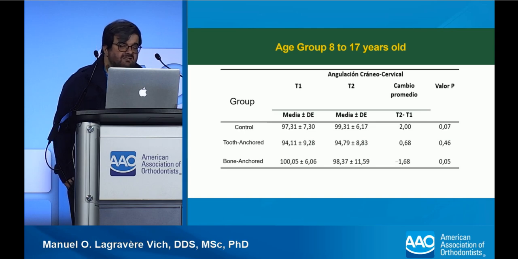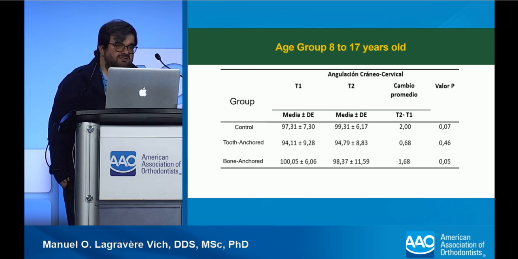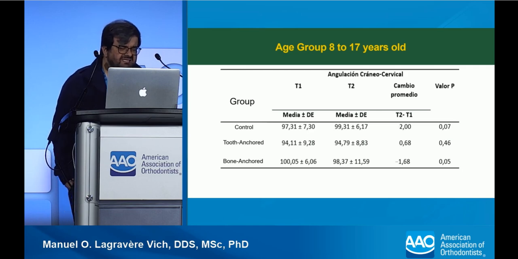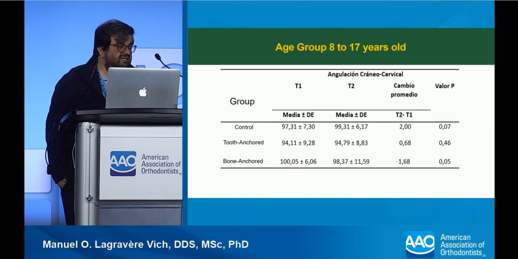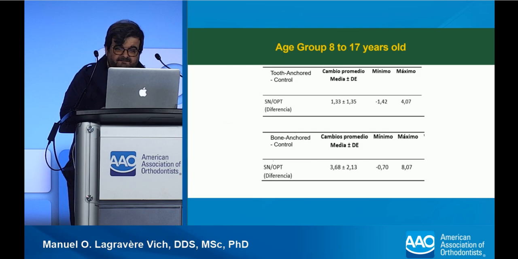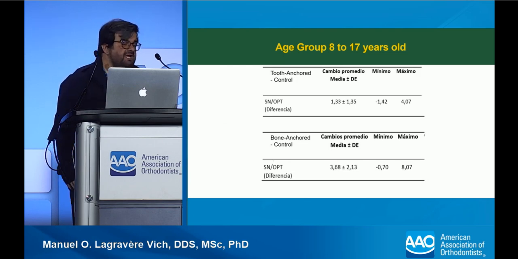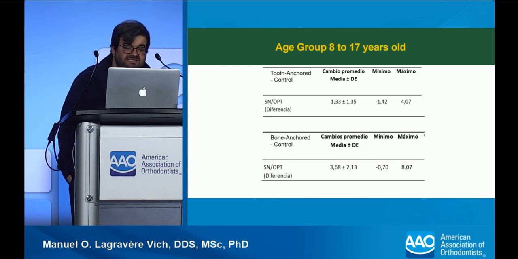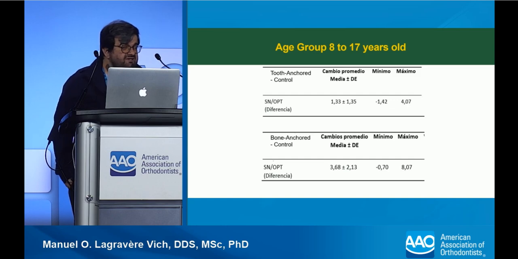But again, look at the numbers. What are the sizes of the numbers? 2 degrees, 0.68 degrees, negative 1.6 degrees. So realistically, that can be measurement error, right? But I'm just showing this. When we compare between the tooth-anchored and the control, we see that there was almost no difference, 1 degree between both. But when we compare the bone-anchored with the control, there was more. There was almost 3.5 to 4 degrees of difference.